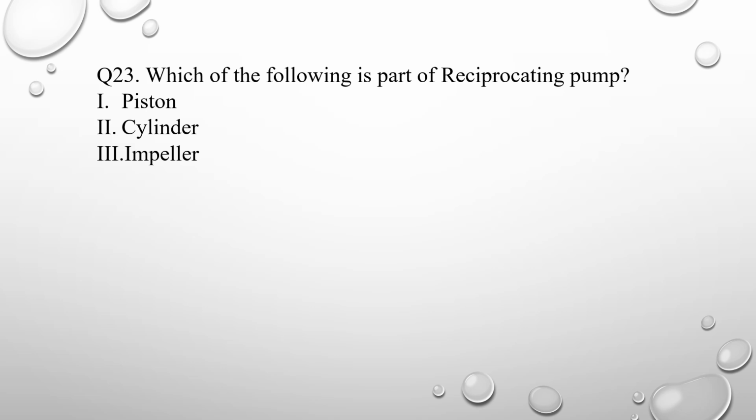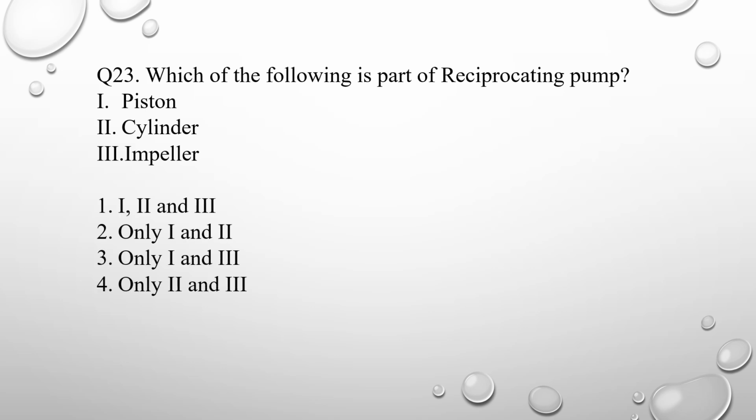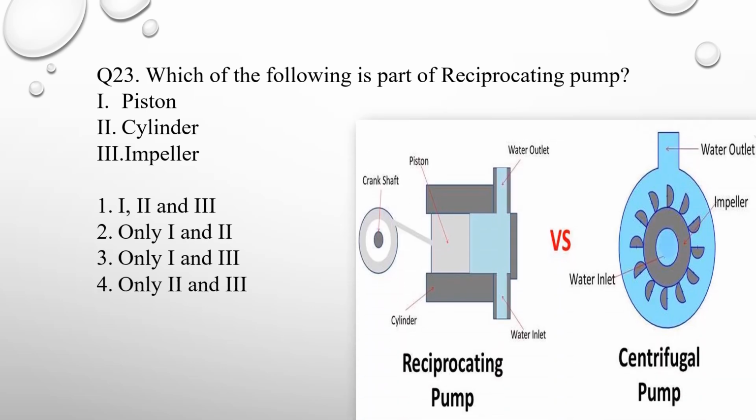Then question number 23. Which of the following is a part of a reciprocating pump? First is piston, second cylinder, third is impeller. Piston and cylinder both are parts of a reciprocating pump, but the impeller is not a part of a reciprocating pump; it is a part of a centrifugal pump. So the answer is option number first and second, meaning piston and cylinder are correct. So option number 2, only first and second, is correct here.